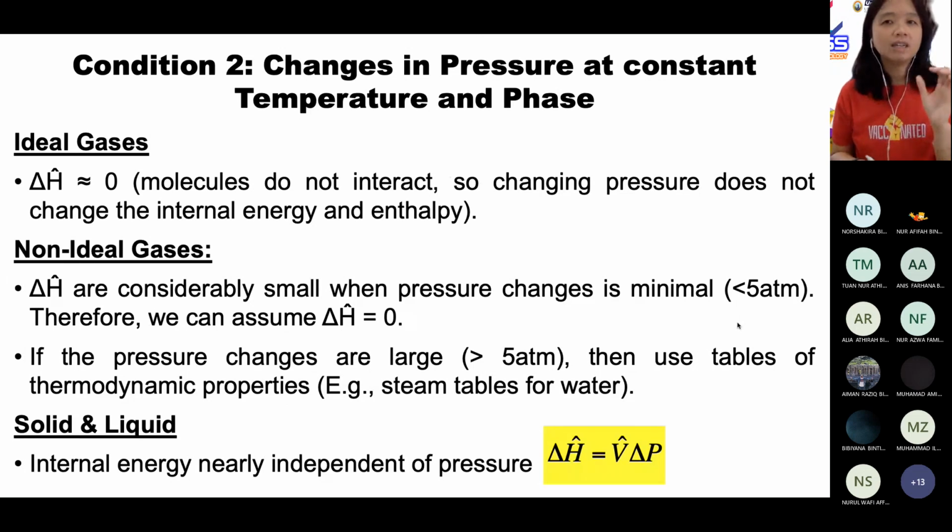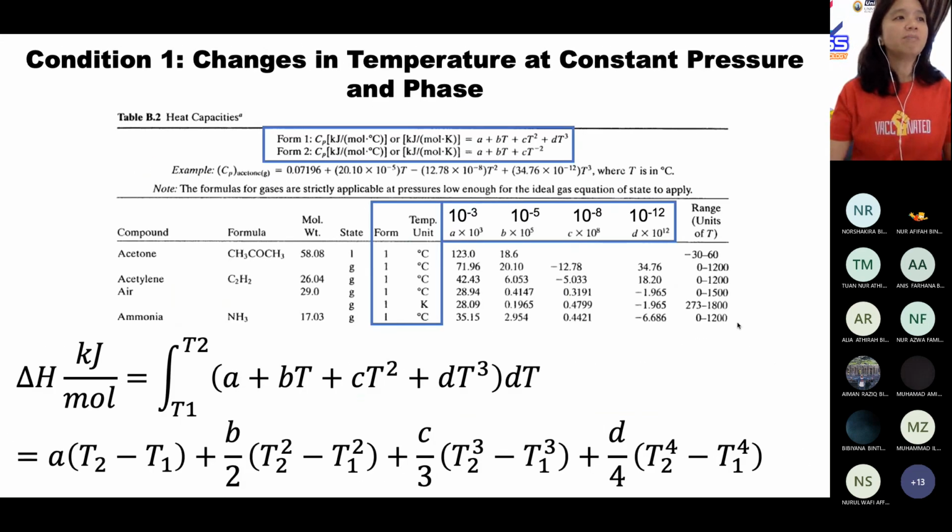Means tak ada perubahan, tak ada perubahan enthalpy, tak adalah nilai Q juga. But if it's more than 5 atm, you have to calculate the enthalpy if there is a change of pressure more than 5 atm. So contohnya katakan path yang tadi saya tunjuk ni, path ni kan.